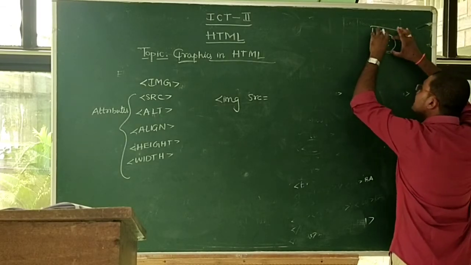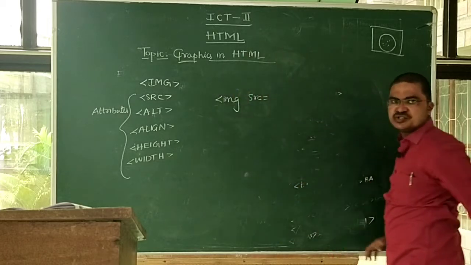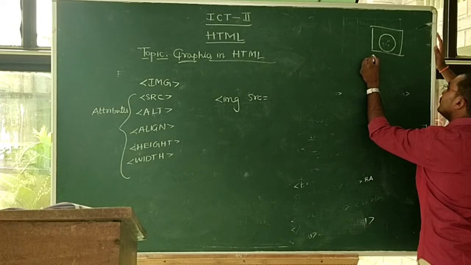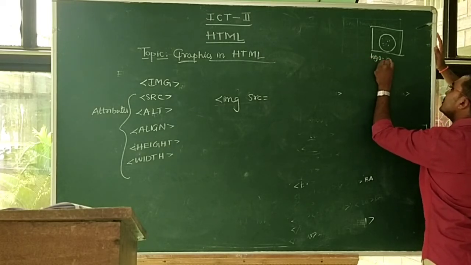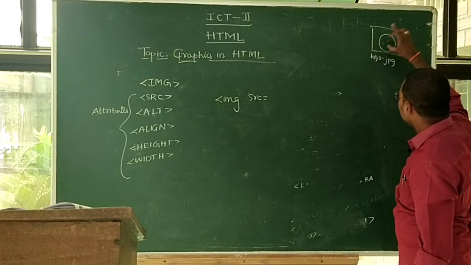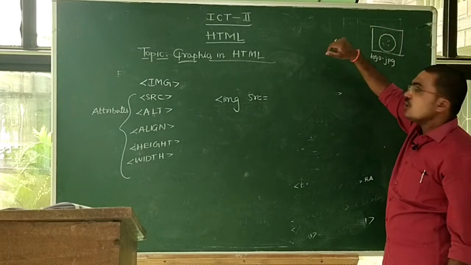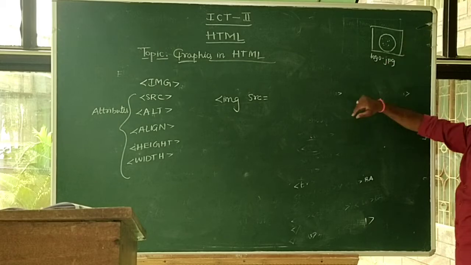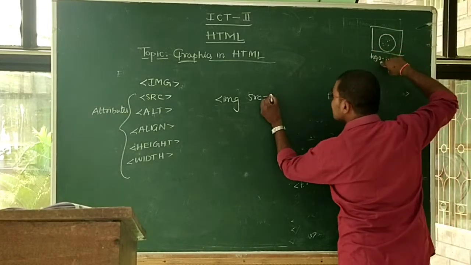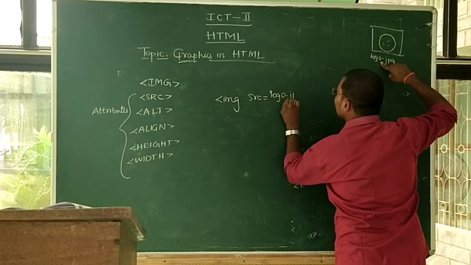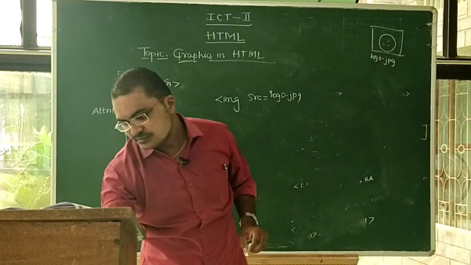So this image you can insert into my web page. Actually this image has a name, logo.jpg. JPG is a picture. This is the image we can show in a web page. Src means which particular image we show on the web page. So the name of the image is to be added in this place. My image name is logo.jpg, right?